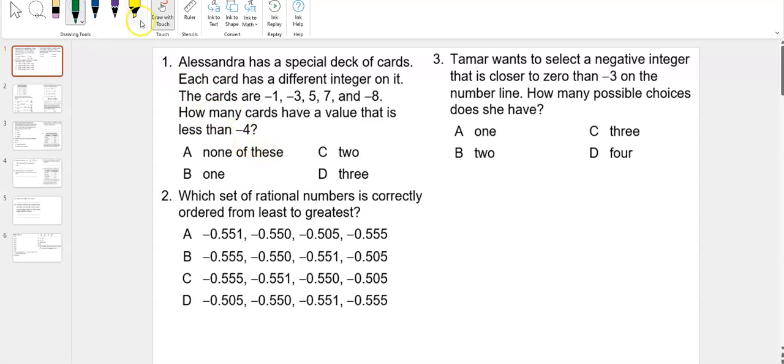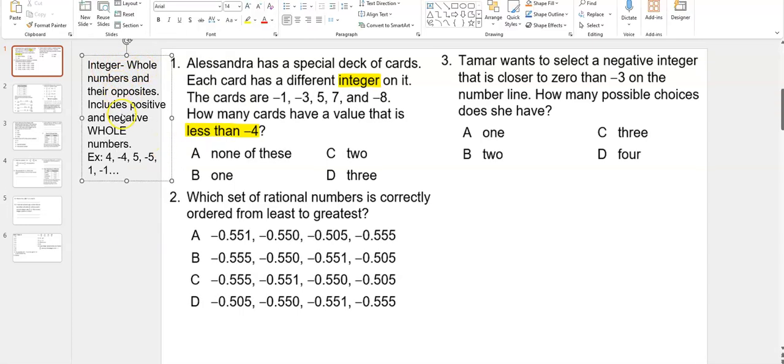So there's two things you kind of need to know in this problem. You need to know what an integer is. And then, of course, you need to know what less than -4 would be. Okay, so the first thing that we're going to do is go over an integer. So an integer is a positive or negative whole number. So we're thinking whole numbers and their opposites, okay? Integers. I'm going to type that out for you.